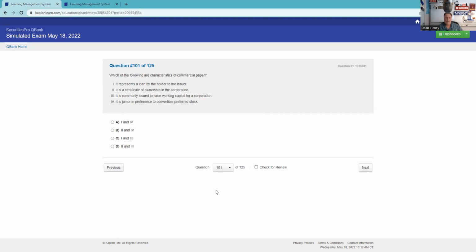Which of the following are characteristics of commercial paper? It represents a loan by the holder to the issuer. That's true. It's a certificate of ownership. It's commonly used to raise working capital. Indeed, that's true. So 1 and 3. It's junior to the convertible preferred stock. No, it's debt. It's senior. So it's 1 and 3. I would know it's issued at a discount, and I would know it has a 270-day max maturity. So make sure you know all those money market securities, commercial paper, bankers' acceptances used to facilitate foreign trade, T-bills, negotiable jumbo CDs.